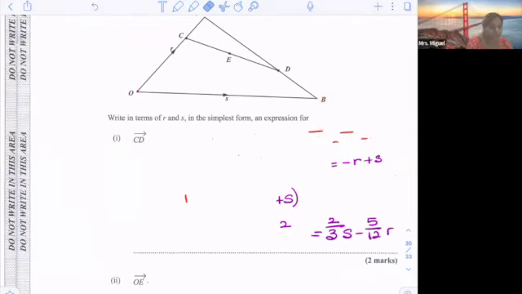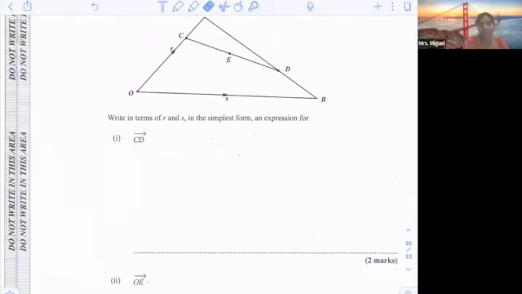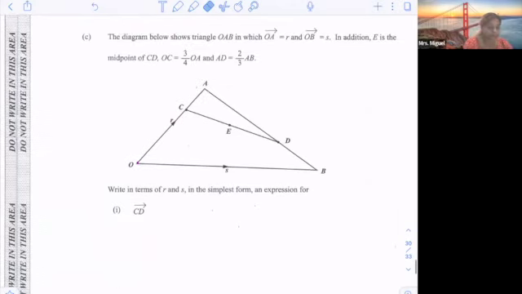Now, we just need to understand the vectors and matrices, because CXC hardly ever deviates from this question. So this one has been the same since I don't know how long. So let's see what they ask in the question. The diagram below shows a triangle, AOB. So we can see that triangle. OA is R, so we know that. And OB is S.